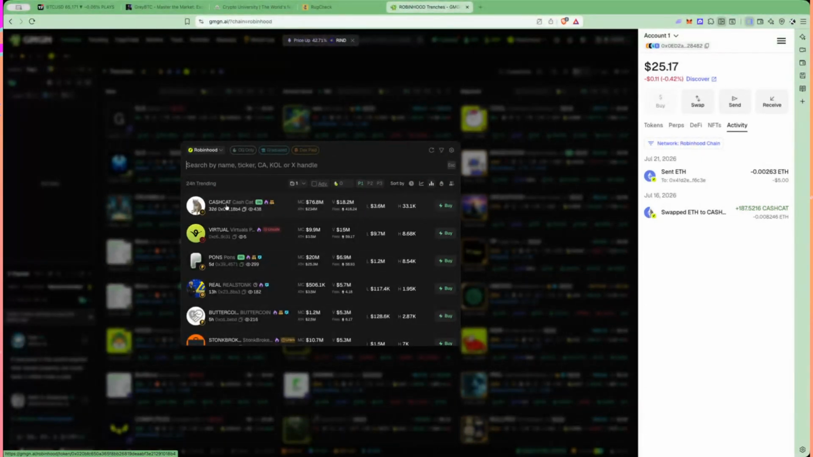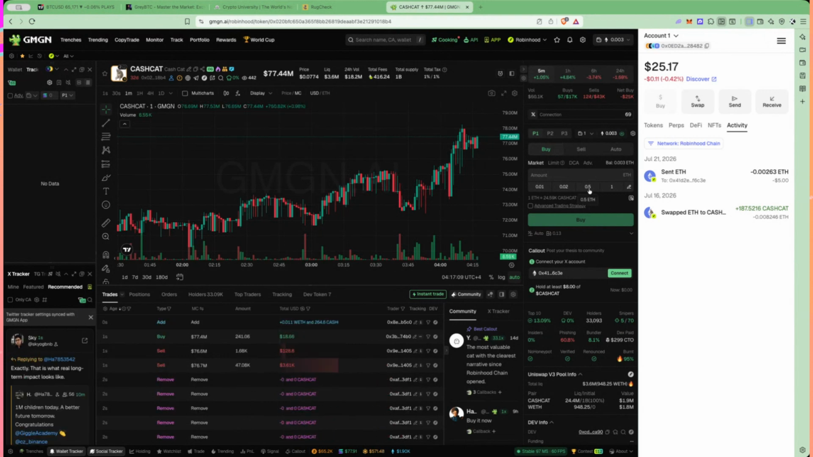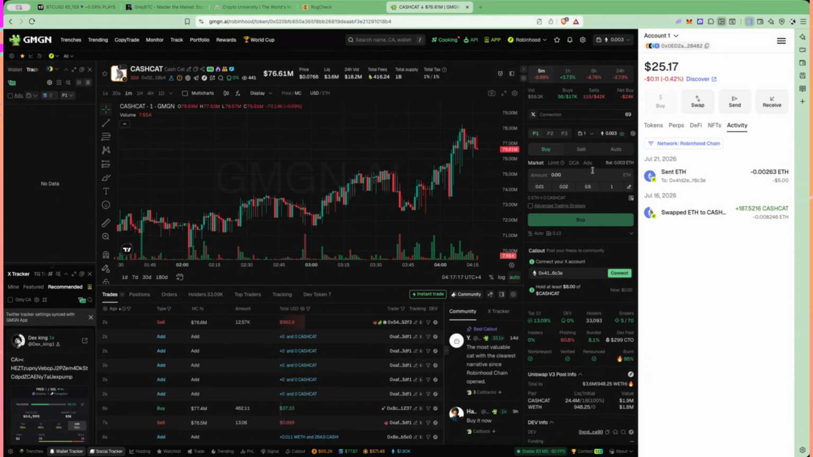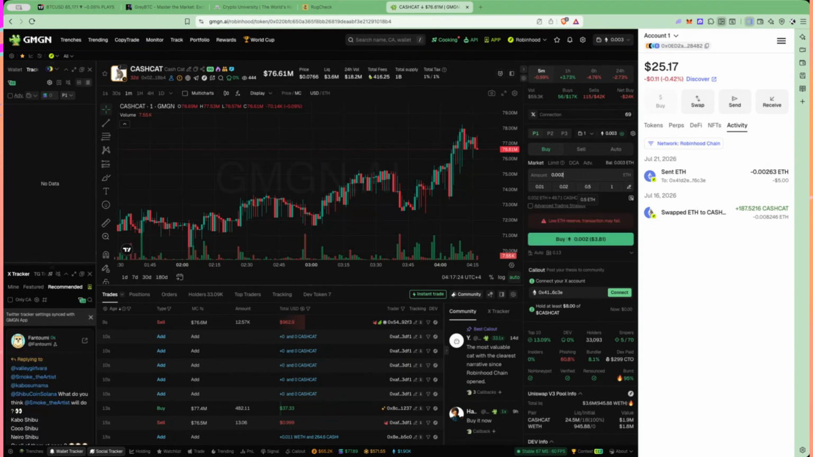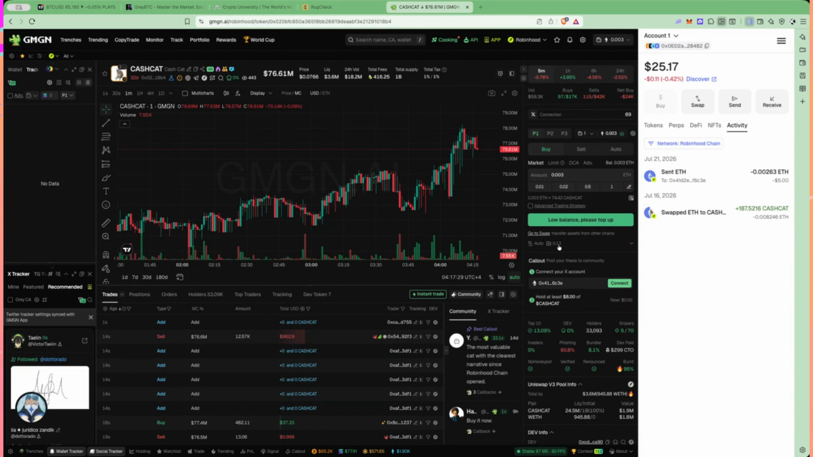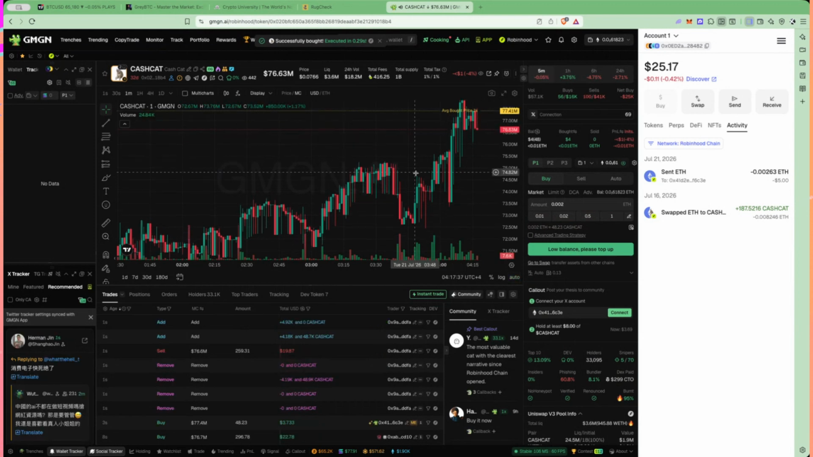Cash Cat is the most popular meme on Robinhood, right? So we're just going to have fun and buy some of it. So let's say I want to buy 0. I don't know what the minimum amount on Robinhood Chain is on here. Let's see if this works out. My balance is 0.003, it's probably too small. And I want to spend 0.002. Okay, so it says low ETH. Okay, yeah, low balance, please top up. I would just buy 0.002, $3 something, and boom, it worked.